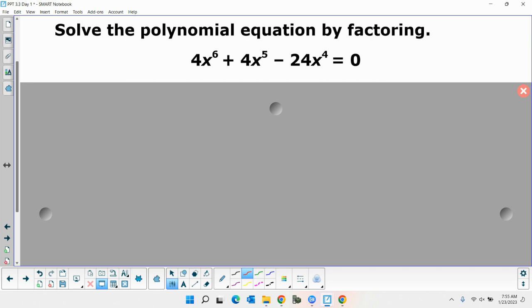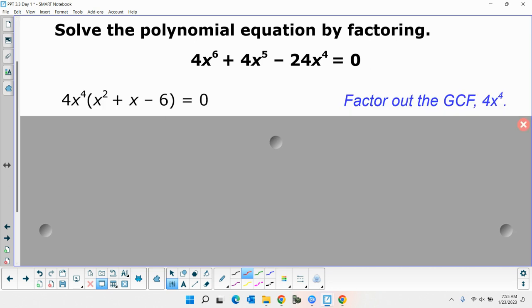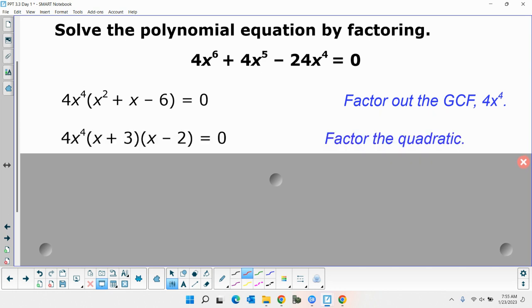You guys are doing good. What's the GCF? 4x. Yeah, 4x to the fourth, right? So get that. You guys good with that so far? And then you got this trinomial. A is 1 again, so I just look at factors of -6 that add up to +1, which would be a +3 and a -2, right? So that's what it looks like factored.